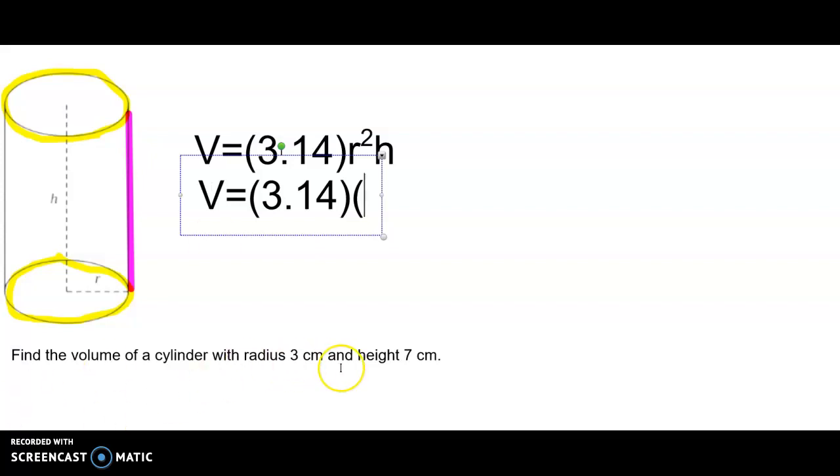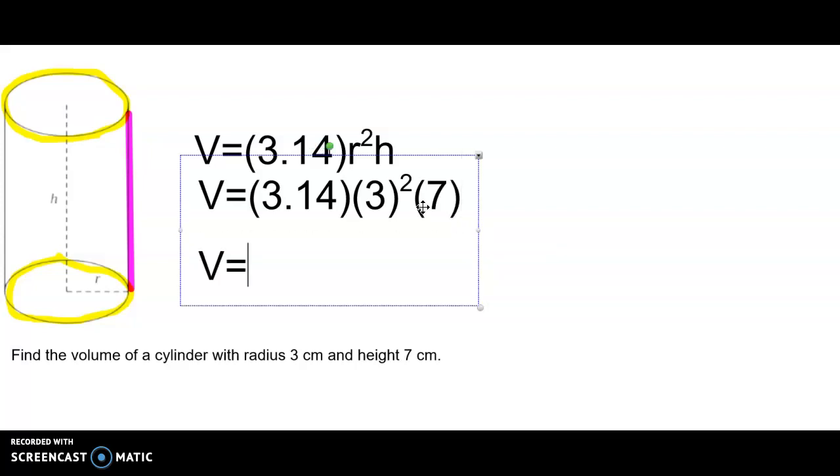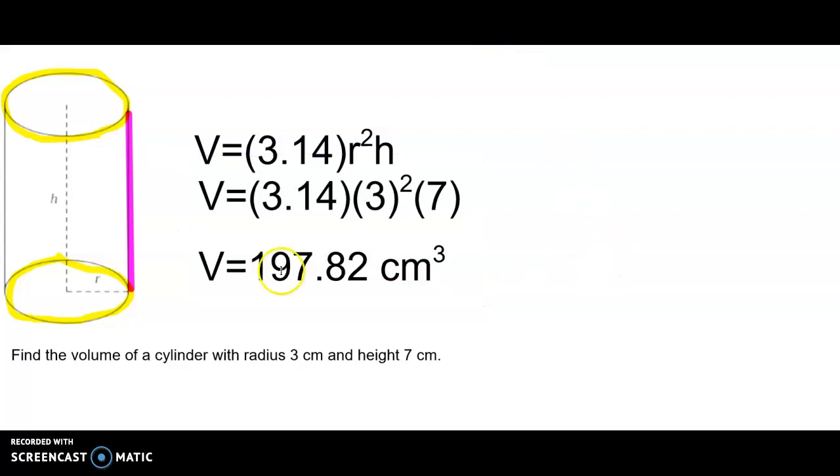Looking here, my radius is 3, so I have to do 3 squared. And then we're going to multiply it by the height, the whole thing. Again, I can put all of this in my calculator, and I get 197.82 centimeters cubed. Again, when we're finding the volume, it's always going to be cubed. I hope this helps you see where you need to pull your information when given different lengths and actually how to look at these different solids.